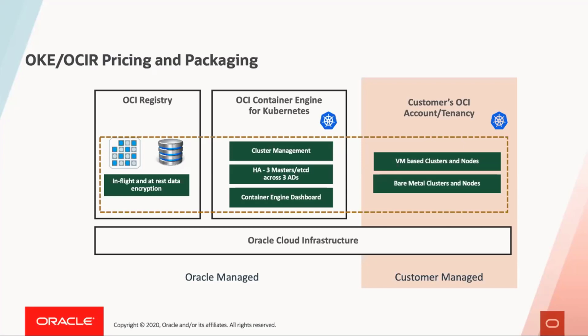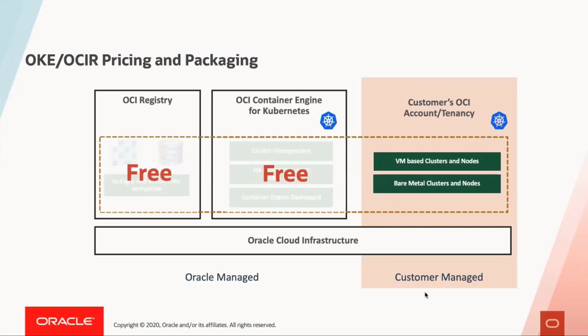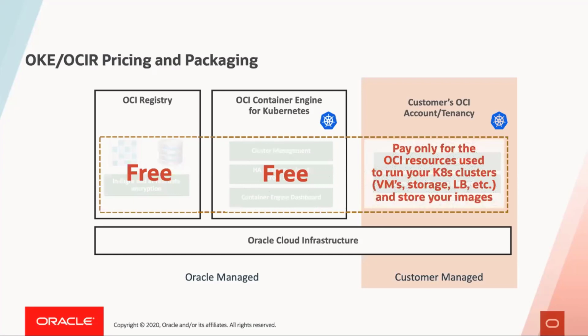So as a customer, you manage the clusters and the worker nodes, and all this is done through your OCI account and tenancy shown here on the right. The pricing for the managed service is essentially at no cost, and it's offered on top of OCI. You, the customer, only pay for the compute, the storage, and the networking used in the data plane. So you're paying for the underlying resources to run OKE.